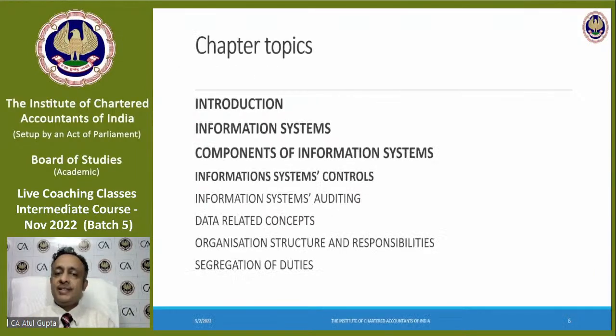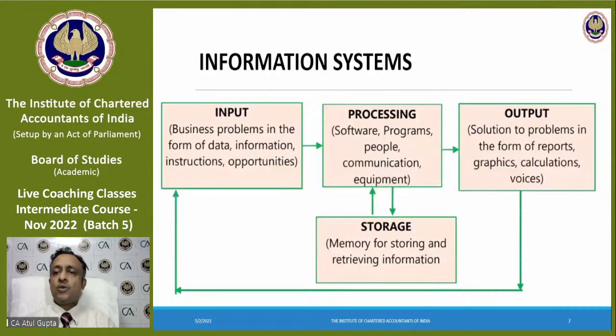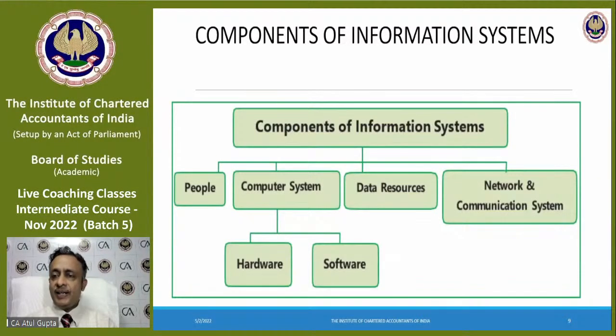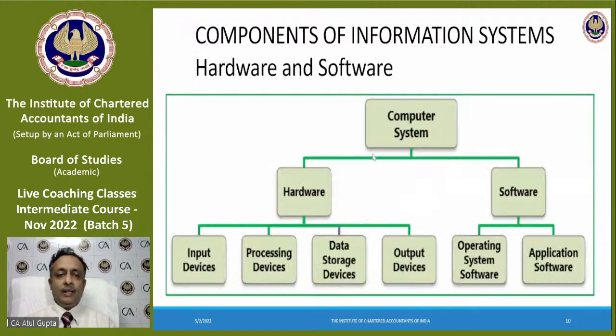So that is chapter 3. Now we talked about information system components and controls. So input, process, output, storage, and feedback, the way the information system is created, and its components include people, hardware, software, data, network, and communication system. This is how you graphically present it. Within the computer system, you have hardware and software. Within hardware, we have input, processing, data storage, and output devices, and within software, operating system and application software.